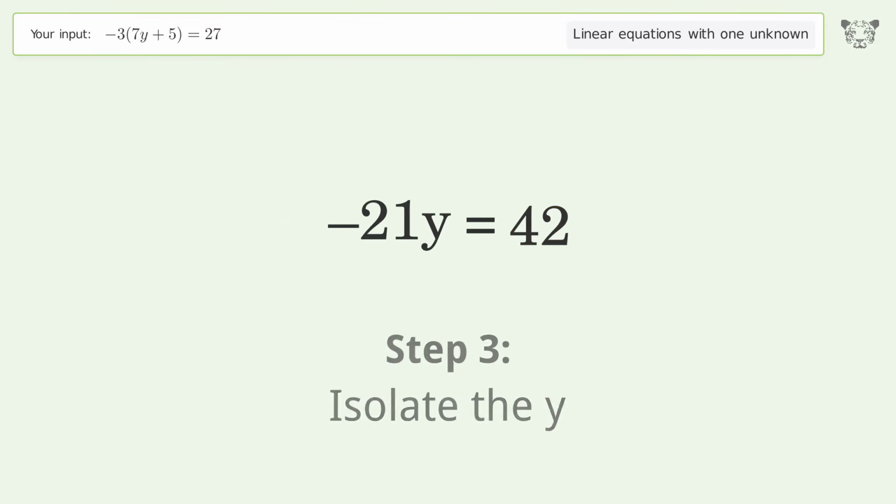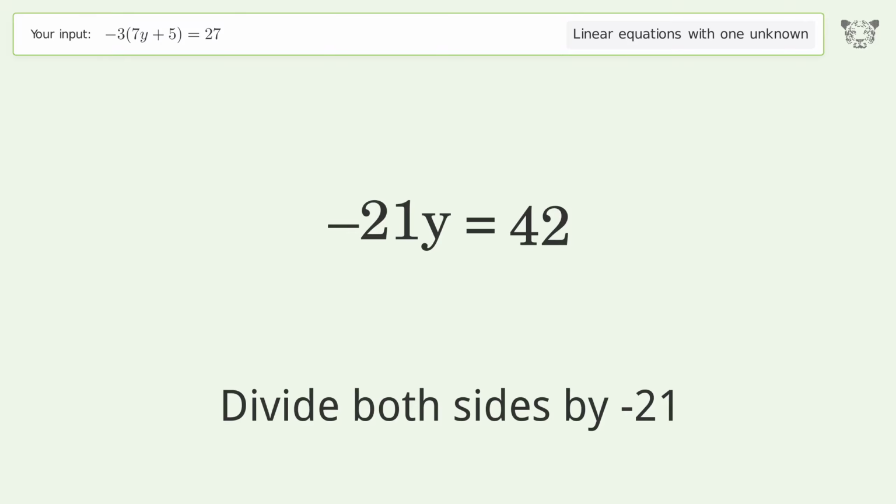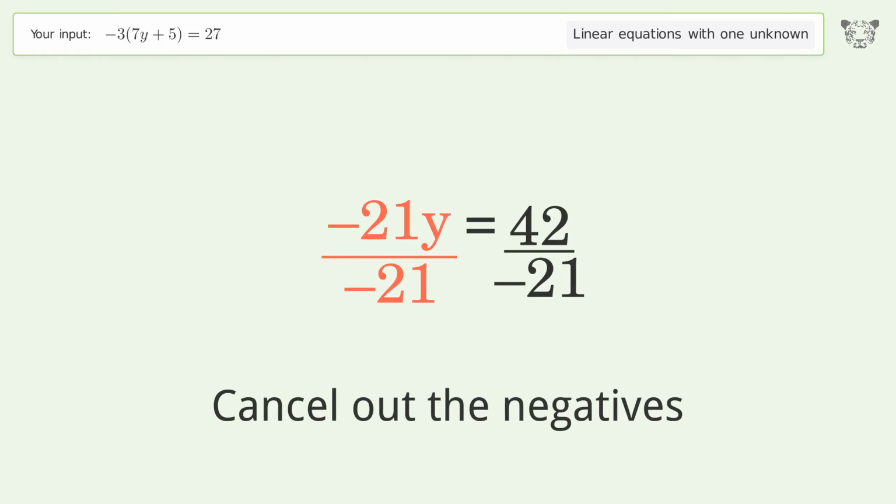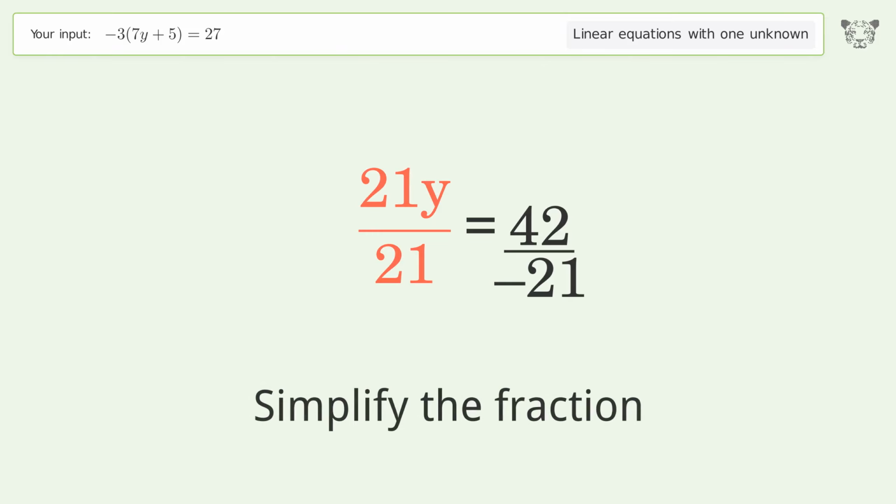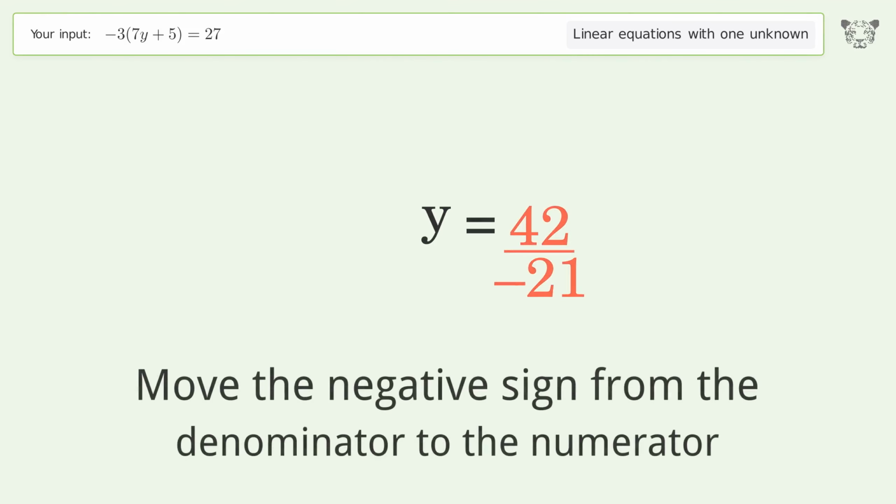Isolate the y. Divide both sides by -21. Cancel out the negatives. Simplify the fraction. Move the negative sign from the denominator to the numerator.